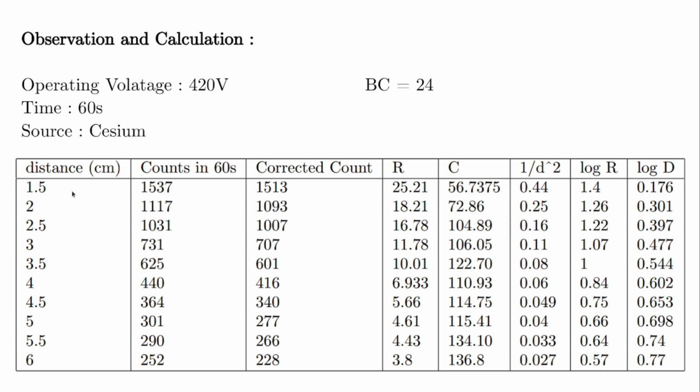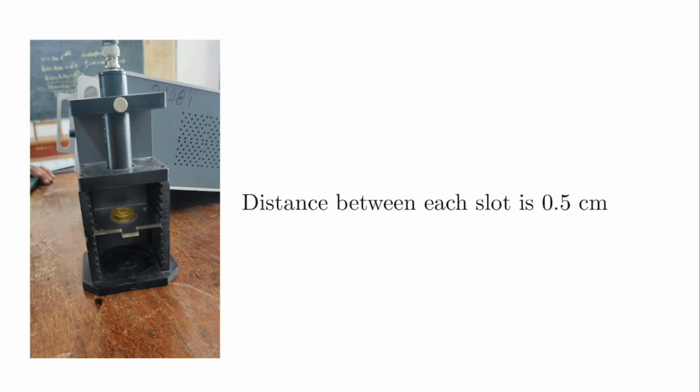In the observation table, we have distance. First we start with 1.5 centimeter. I've already said that each slot is 0.5 centimeter. Just keep on changing the slot, 1, 2, 3, 4, and keep on increasing the distance between the source and the tube. After keeping the source in the GM detector, you can start. Then it will show you the readings, the number of radiations count.